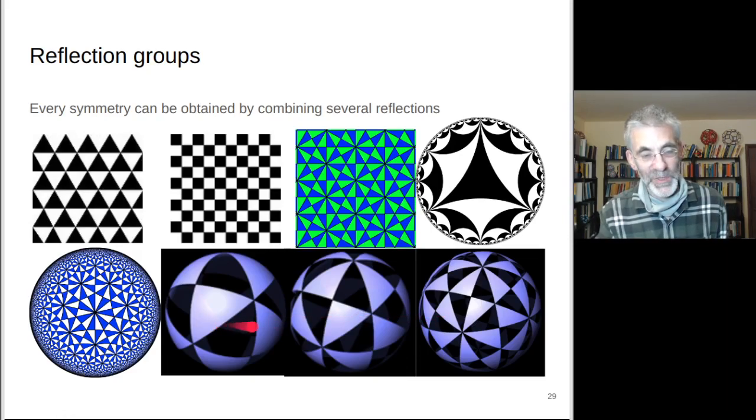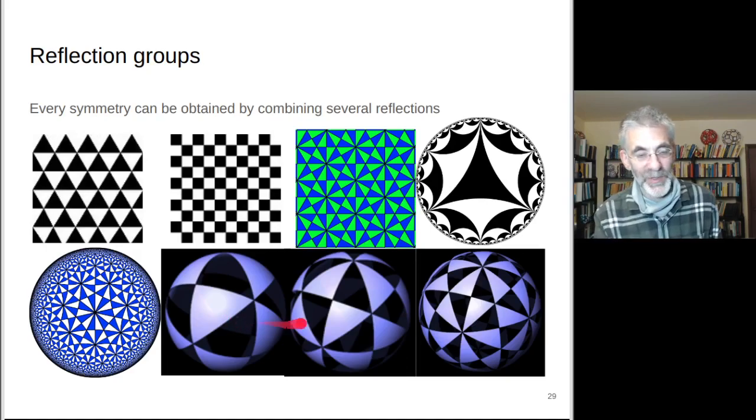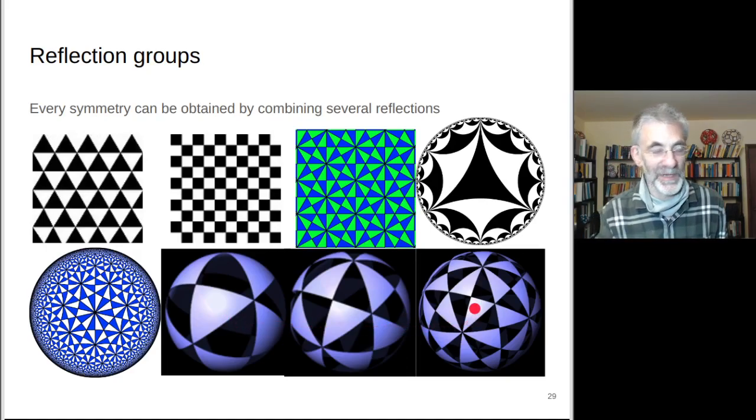The groups of orders 24, 48 or 120 turn out to be the full automorphism groups of a tetrahedron or octahedron or icosahedron, including reflections. Finally, these two diagrams are examples of hyperbolic reflection groups. These are models of the hyperbolic plane.